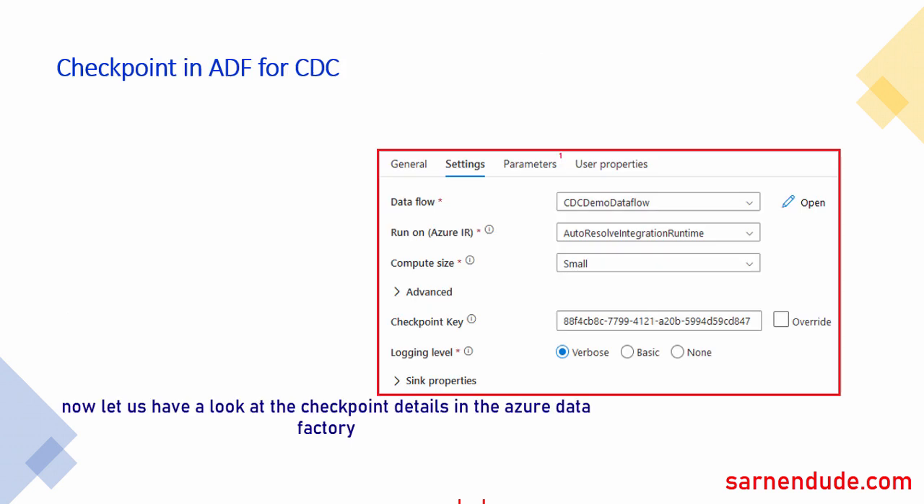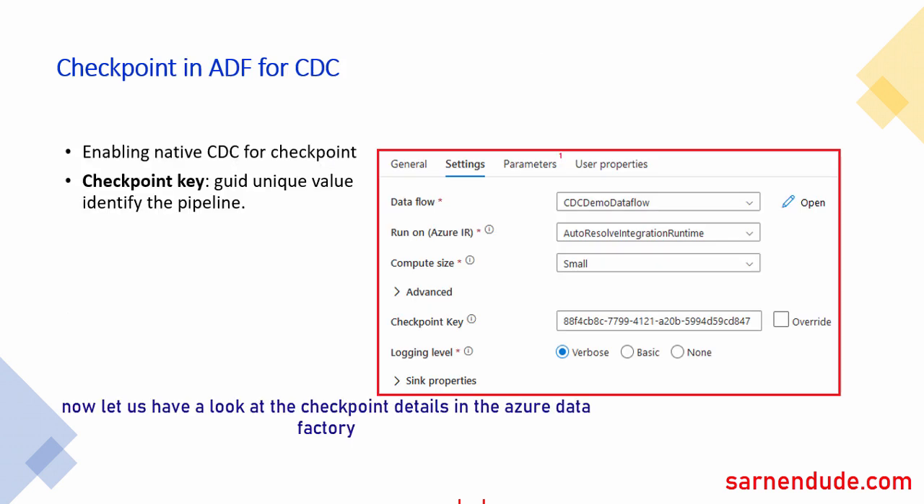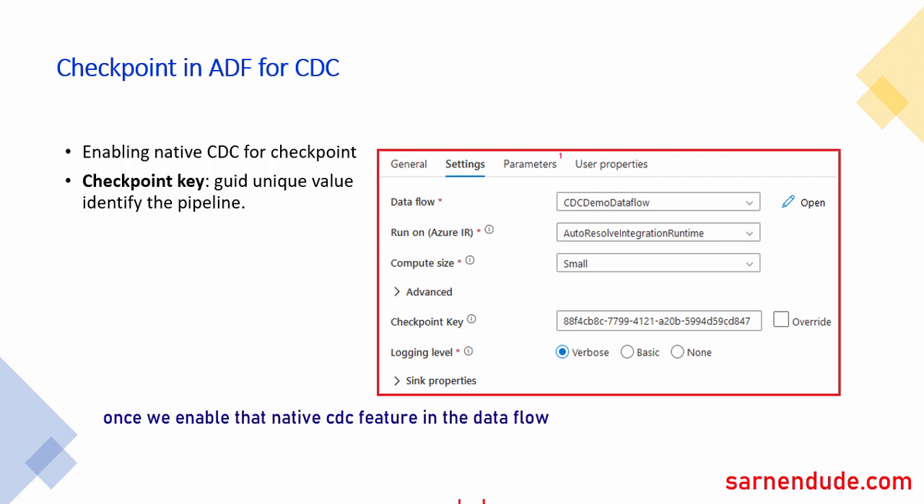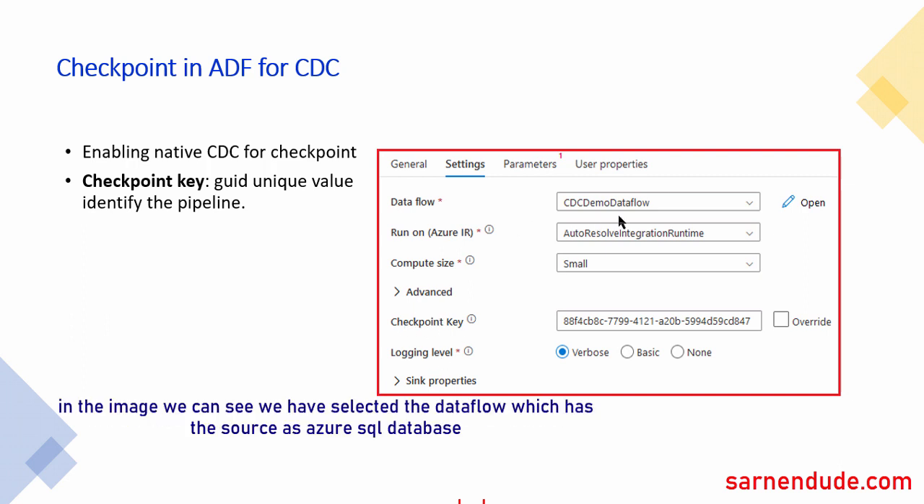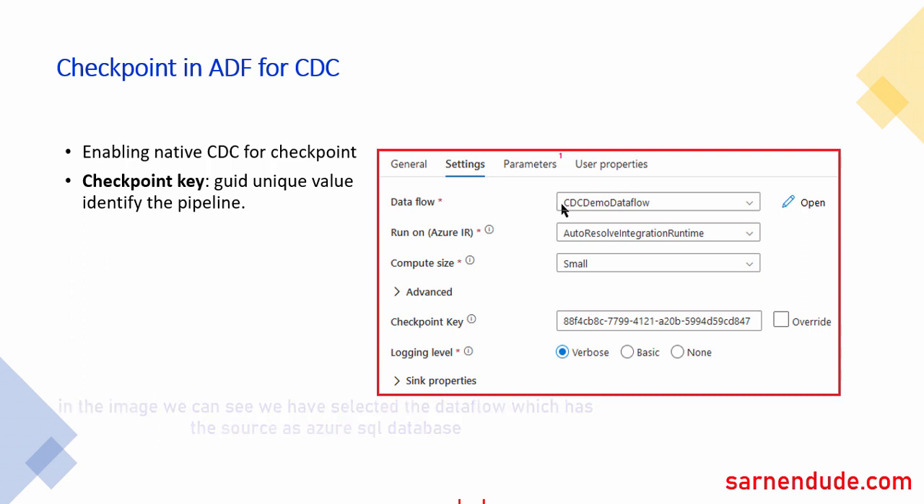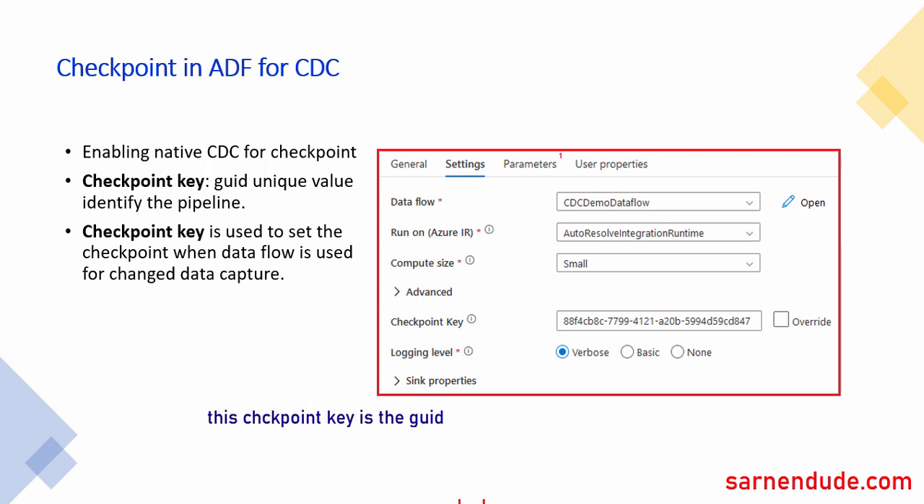Now let us have a look at the checkpoint details in the Azure Data Factory. Once we enable the native CDC feature in the data flow, this checkpoint key will be available in the data flow activity. In the image, we can see we have selected the data flow, which has the source as the Azure SQL database. That's why we can see this checkpoint key here. This checkpoint key is a GUID and it is used to set the checkpoint details for the CDC.